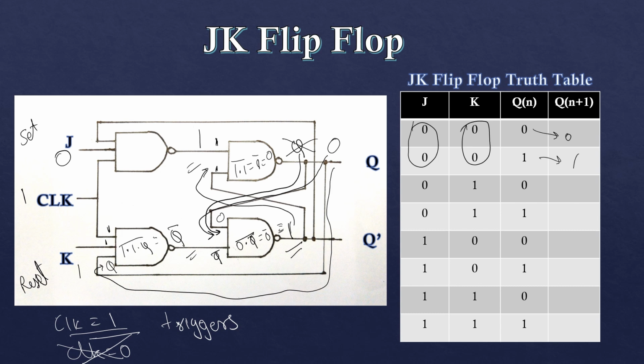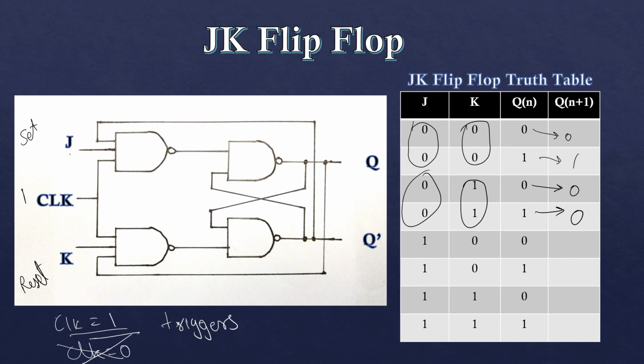So I will write the final output. For J equal to 0 and K equal to 1, the value in the Q will become 0. Whether the value of Q is 0 or 1, the output will change to 0 itself. You know this, right? When reset value is set to 1, the output Q should be 0. This is what I said in the previous video.